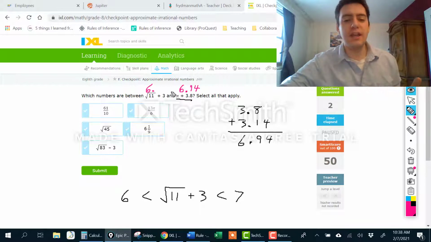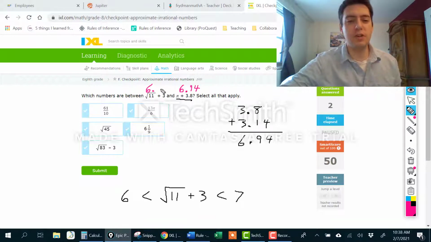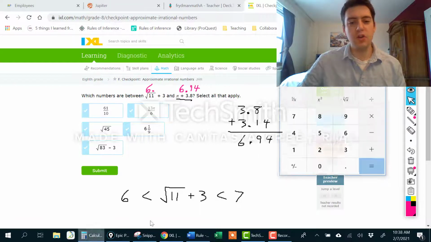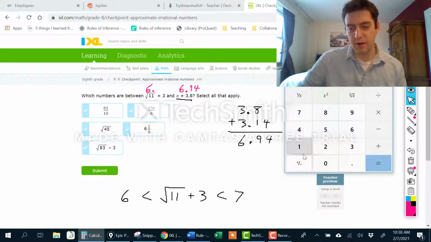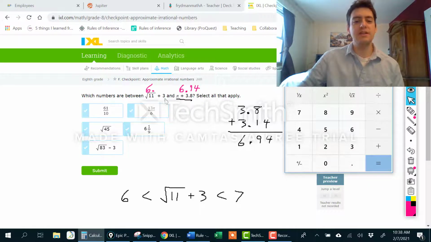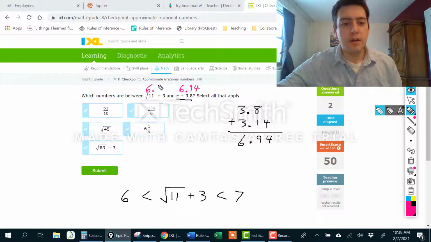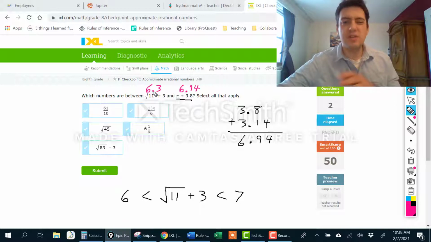At this point, it behooves me to really learn what this expression is a little more accurately. So you could just go to a calculator and get a better approximation of the square root of 11. That is about 3.3. So plus 3 is going to be 6.3. Okay, so really we're trying to figure out which of these numbers are between about 6.3 and about 6.94.